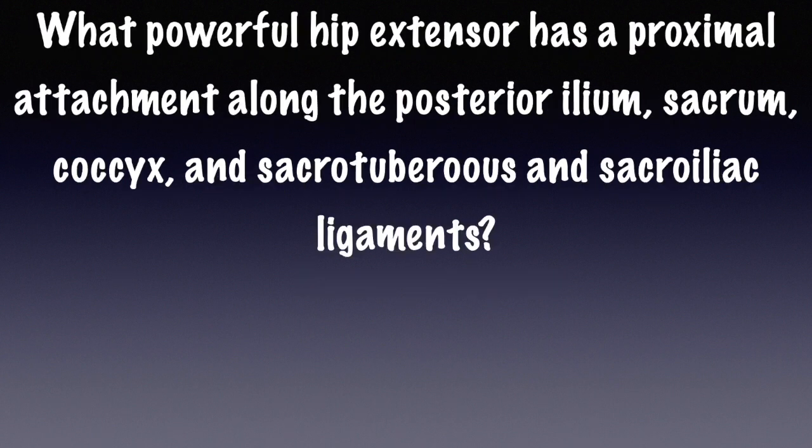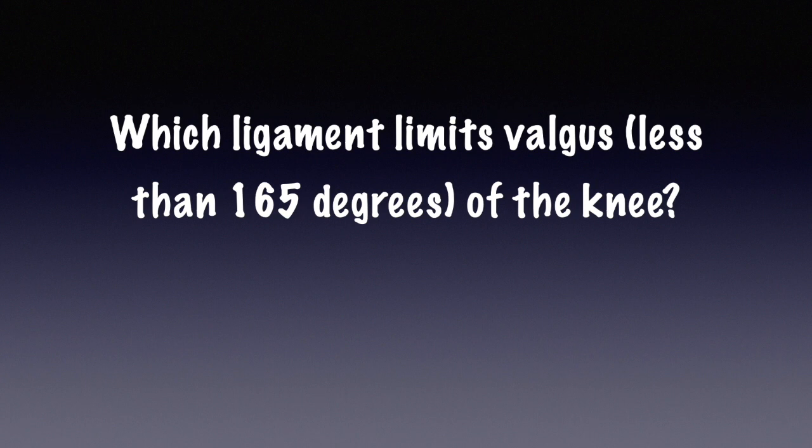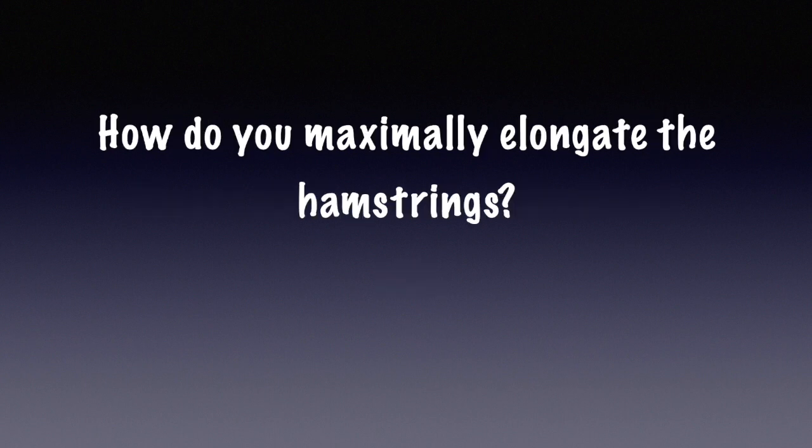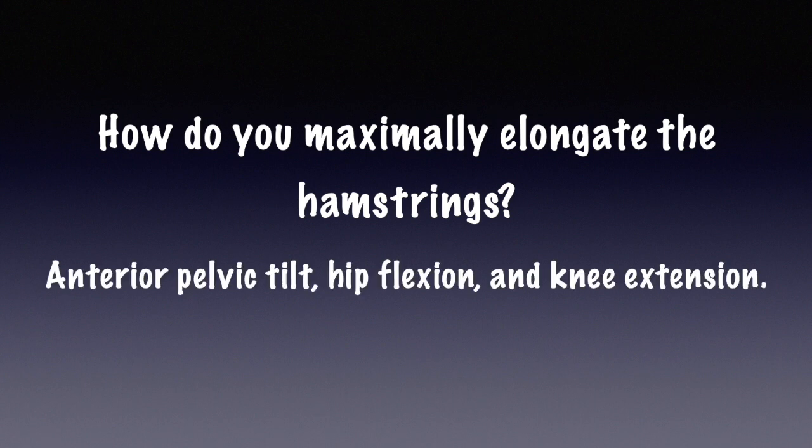What powerful hip extensor has a proximal attachment along the posterior ilium, sacrum, coccyx, and sacrotuberous and sacroiliac ligaments? Gluteus maximus. Which ligament limits valgus, less than 165 degrees, of the knee? MCL. How do you maximally elongate the hamstrings? Anterior pelvic tilt, hip flexion, and knee extension.